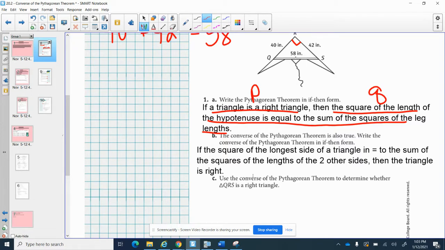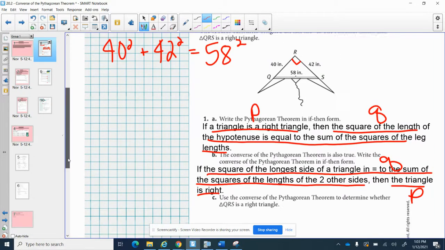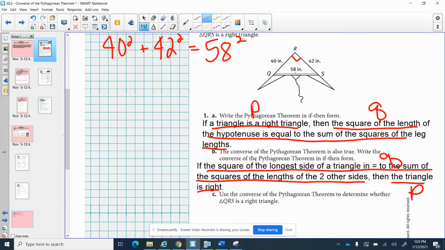Well, what if we wrote the converse of that? What if we flip-flopped the order? What if it was now, if the square of the longest side, that second piece, if the Pythagorean theorem holds true, then it is a right triangle, right? That's also going to hold true because if we know that this is satisfied, that the left-hand side equals the right-hand side, the Pythagorean theorem is working. So that's known as the converse of the Pythagorean theorem, that if this is true, we know our triangle has to be right.